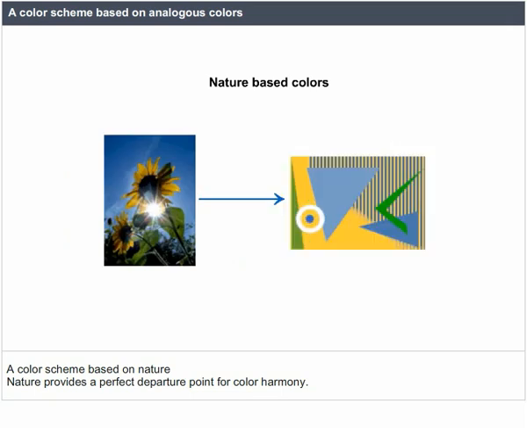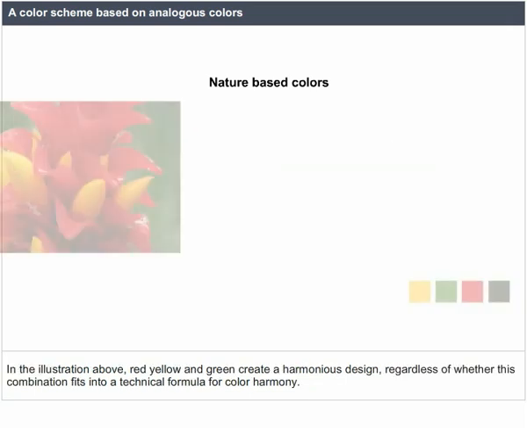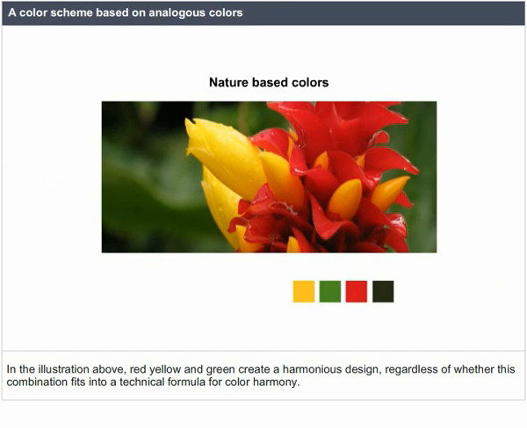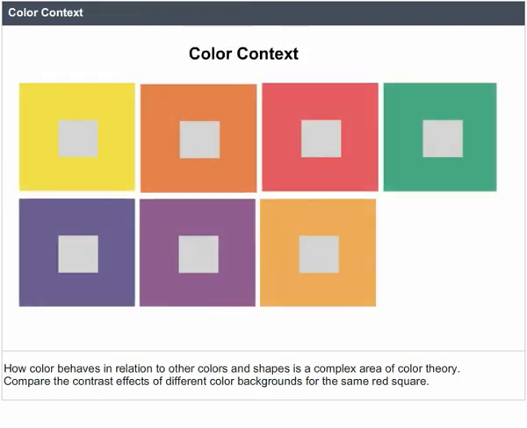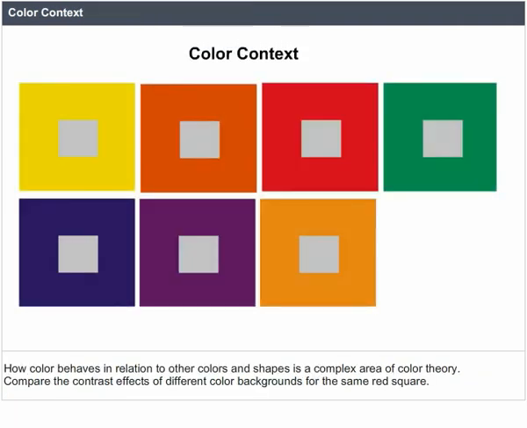In the illustration above, red, yellow, and green create a harmonious design, regardless of whether this combination fits into a technical formula for color harmony. Color context. How color behaves in relation to other colors and shapes is a complex area of color theory.